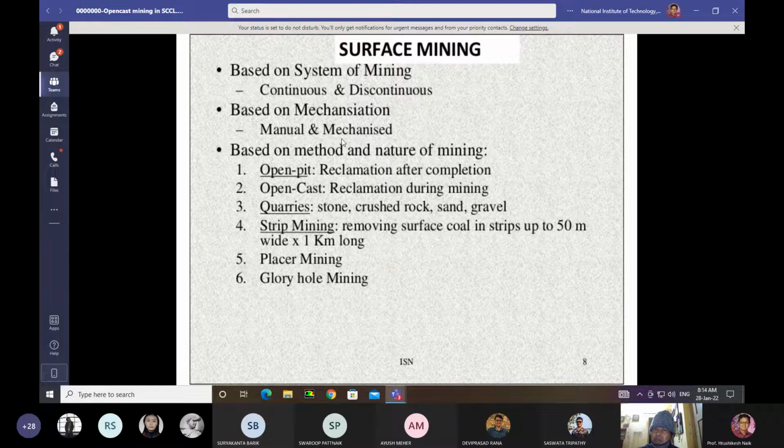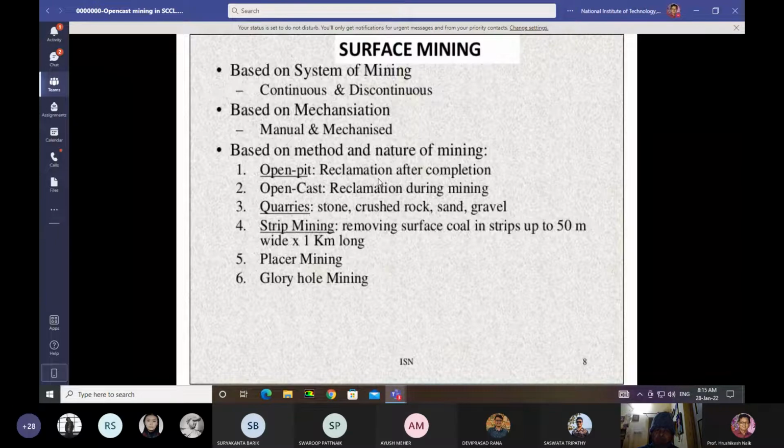And there are some semi-mechanized mines, some mechanized mines, and some highly mechanized mines as well. So based on the method and the nature of mining, open pit mining is where reclamation is done after completion. In open pit mining, reclamation is carried out after completion of the mining, whereas open cast mining is carried out by the drag line or other machines during the mining process.